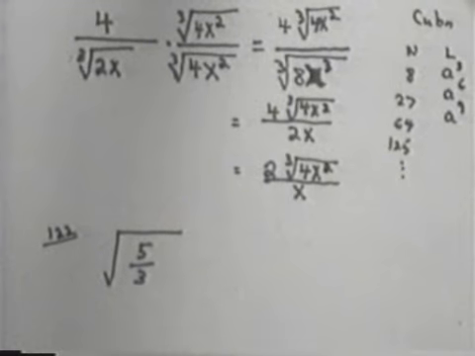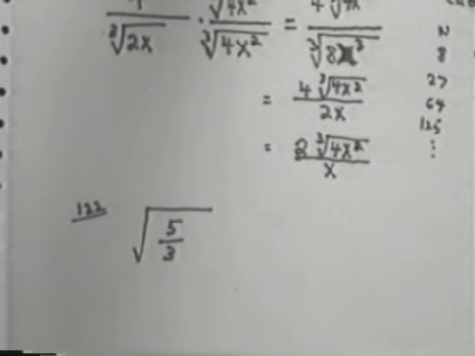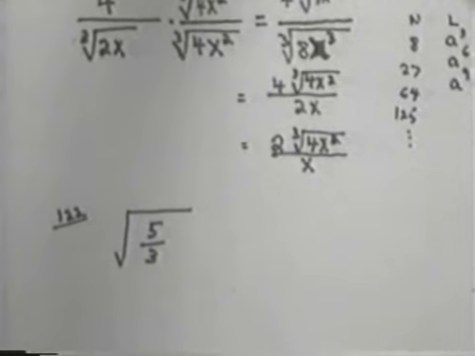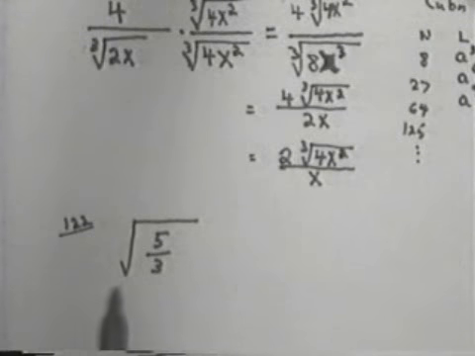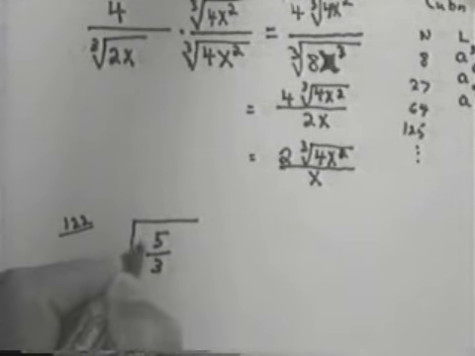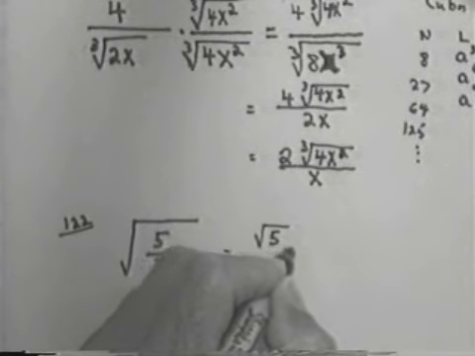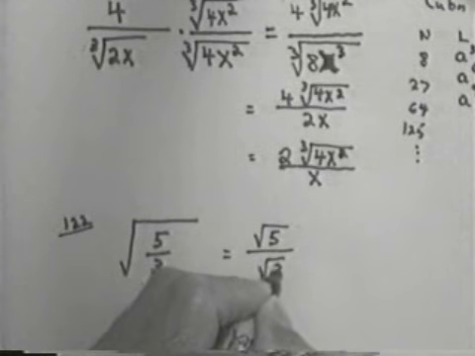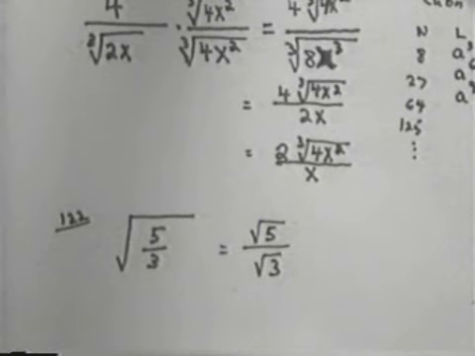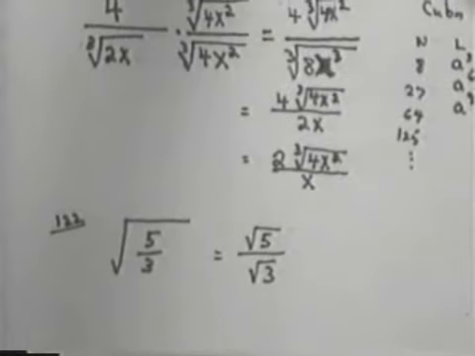Let's look at another one. Let's rationalize the denominator here. Now your first thought might be it doesn't have a radical in the denominator. Well, actually the square root of 5/3 is the same as the square root of 5 divided by the square root of 3. So it does have a radical in the denominator.